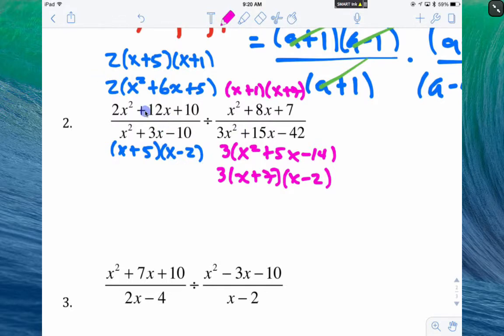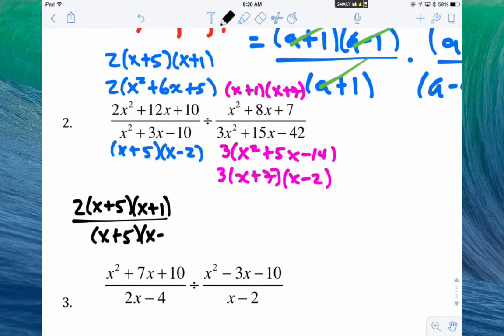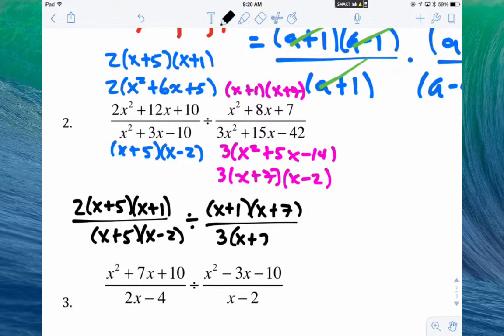Now that we've got everything factored, let's rewrite the original still as a division problem so we can more accurately find our variable restrictions. So we've got 2 times (x plus 5) times (x plus 1) over (x plus 5) times (x minus 2), still divided by (x plus 1) times (x plus 7) over 3 times (x plus 7) times (x minus 2). All right. Definitely can't have any denominators that are 0 because that would imply division by 0.